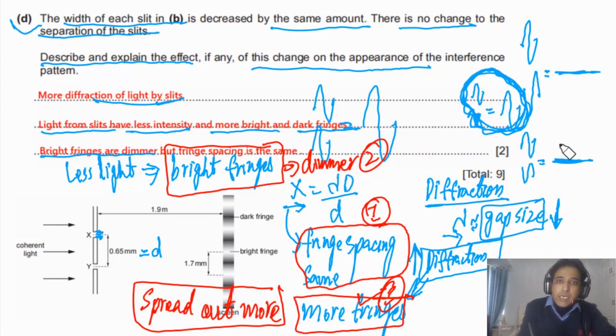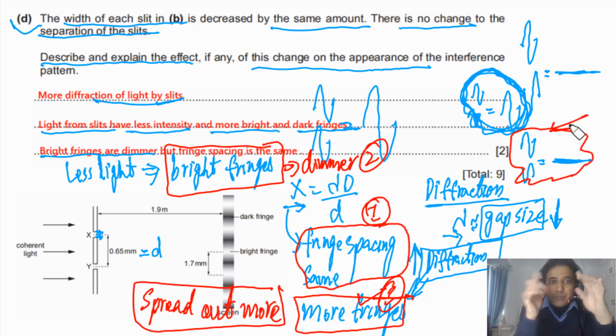And for the dark fringes, there will be no change due to destructive interference, because the size of the slits decreases by the same amount. If we decrease the size of the slits by different amounts, then the dark fringes will be brighter. Maybe they can ask you this one in the next exam or any other time. So this is how you need to answer. I hope these things make sense to you.